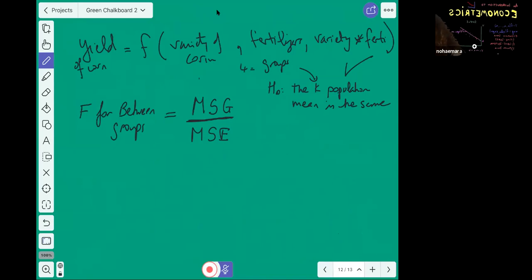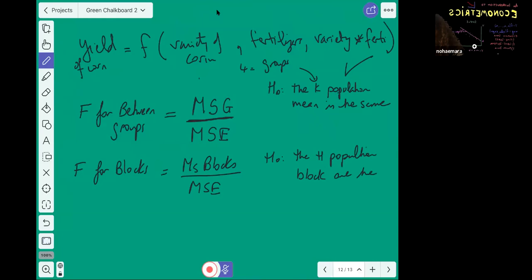I have a different F that moves vertically. So F for the blocks. And this F is the mean squared of the blocks over the mean squared error. And the null hypothesis for this one is that the population block means are the same.